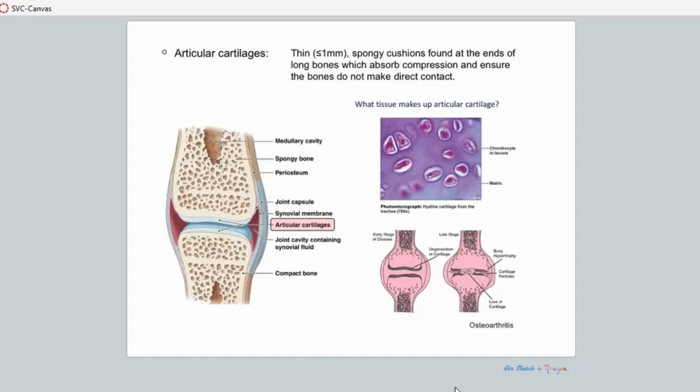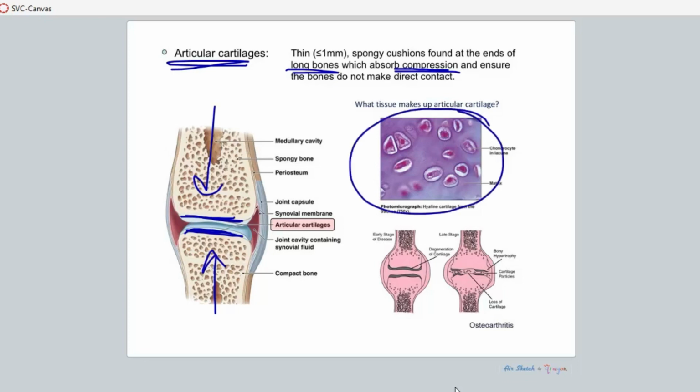All synovial joints also have articular cartilages, what we call articular cartilages. And this is cartilage that's found at the ends of long bones. So here's an articular cartilage there. There's another one there. And as we'll learn about cartilage, cartilage is mostly water. And so these articular cartilages are able to absorb compression to make sure that these bones, when there's pressure here, don't make direct contact. So they're protecting the bones. And this is hyaline cartilage.